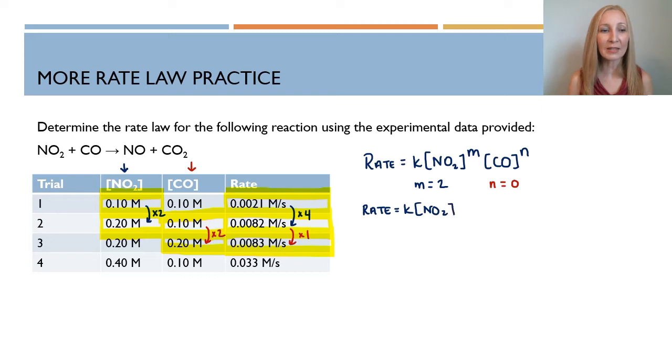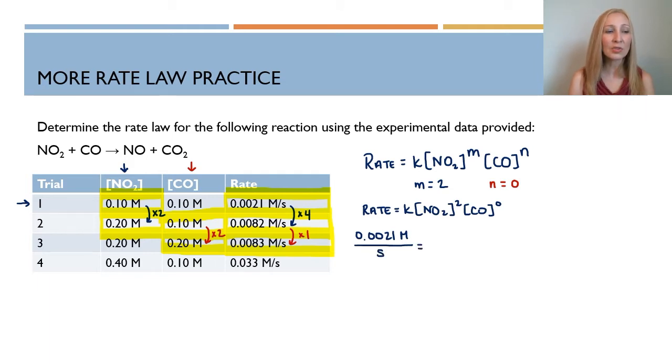I'm going to rewrite this whole rate law here. So I have rate equals K times the concentration of NO2 squared, times the concentration of CO to the 0th power. And actually, anything to the 0th power is equal to 1. So I basically can leave that out of my calculation for my rate law if I wanted to, because it doesn't impact the overall course of the reaction. It doesn't impact the rate of the reaction.